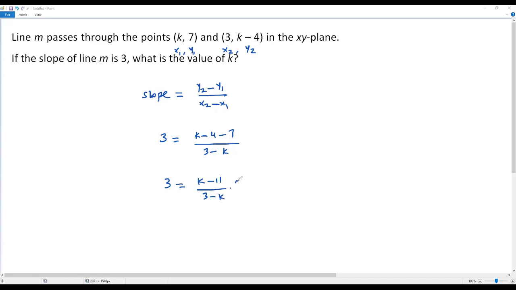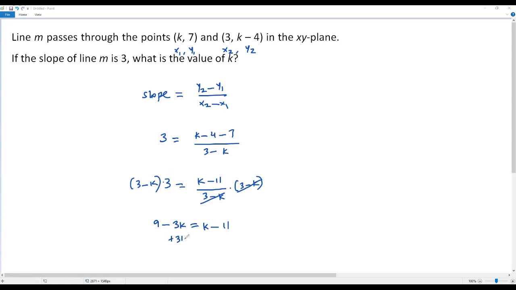Now, let me multiply both sides of the equation by (3 − k). Let me do it on the left side. Here this (3 − k) will cancel out. On the left side, we can distribute this 3 to the 3 and −k. When I do so, I'm getting 9 − 3k equals k − 11.